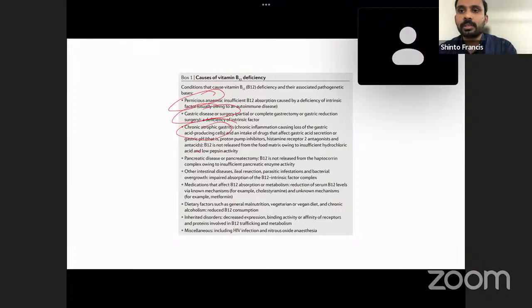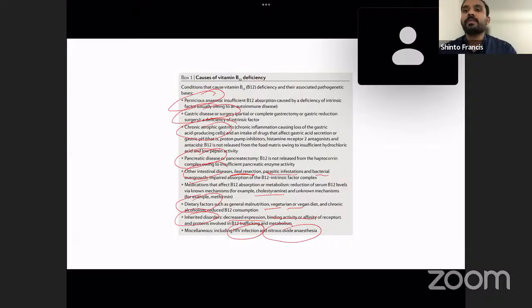Okay. So moving on: pancreatic diseases, intestinal diseases, ileal resection they have given, and parasitic infestations and bacterial overgrowth as in blind loop syndromes, etc. Reduced B12 absorption with drugs like cholestyramine, dietary factors like malnutrition and vegan food. Inherited disorders like decreased expression and binding activity or affinity of receptors and proteins, etc. And some infections like HIV, and nitrous oxide, like anesthetists.